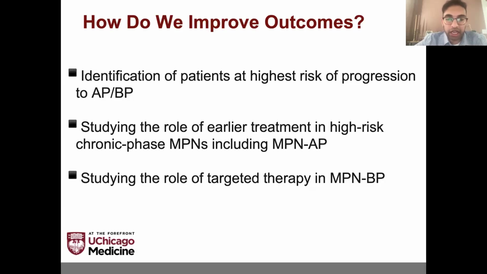And then the last thing I want to highlight is how do we better incorporate targeted therapy into accelerated and blast phase disease? So drugs that target the specific mutations that are seen in accelerated and blast phase MPNs.